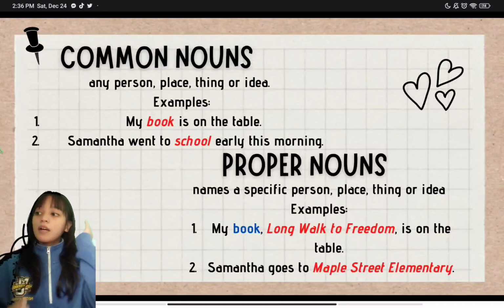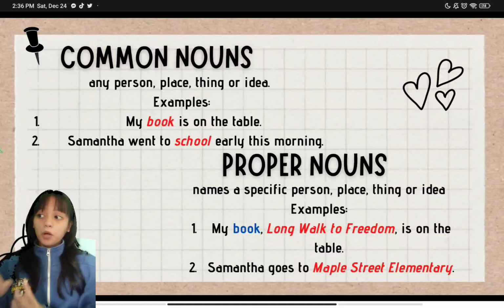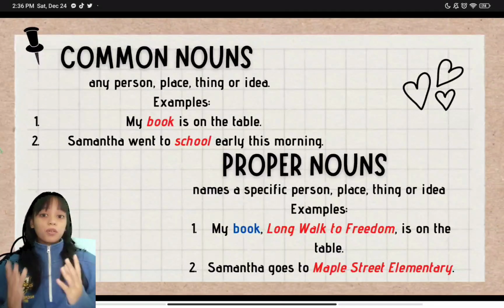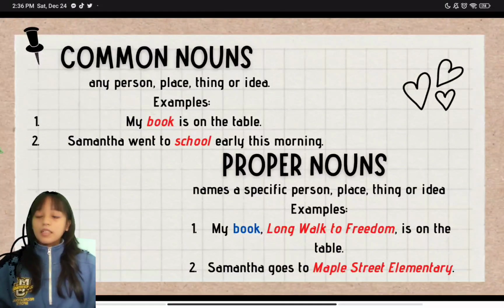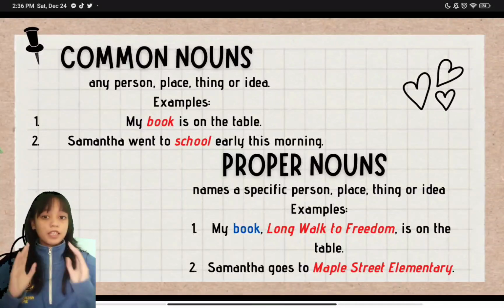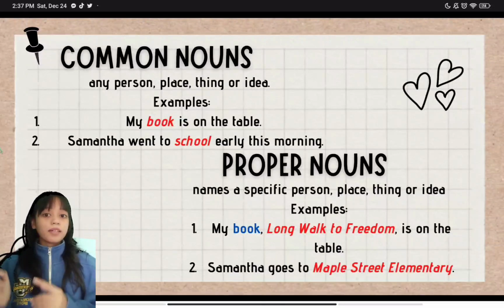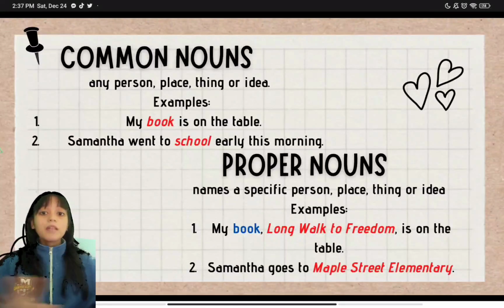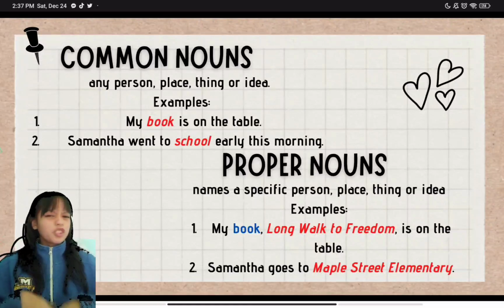For example, my book is on the table. Which is the noun there? Which is the common noun there? Is it the table or is it the book? It's the book, as you can see, because book is our subject. It's the main highlight for that sentence. And what type of noun is the book there? It's a common noun because a common noun is any person, place, thing, or idea, and book is a thing. It's not specified, it's just generalized.